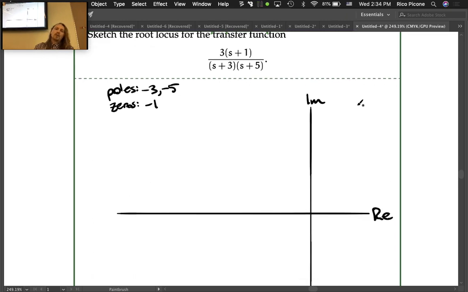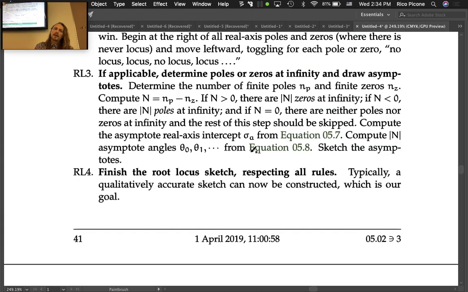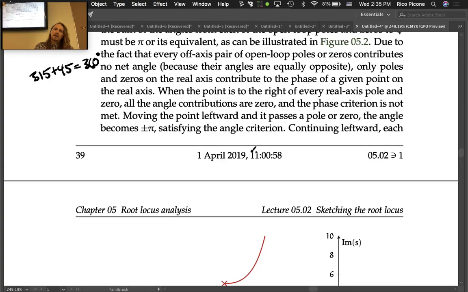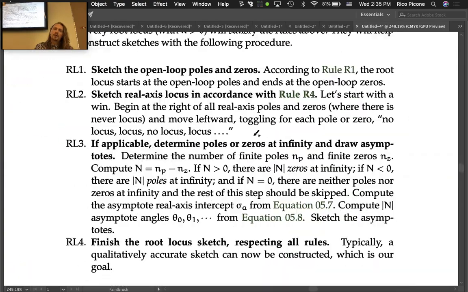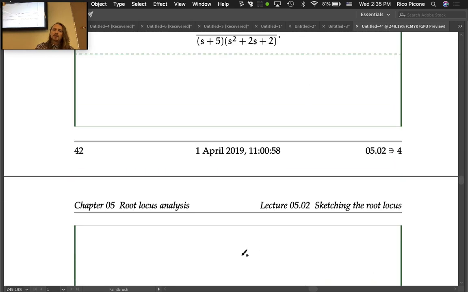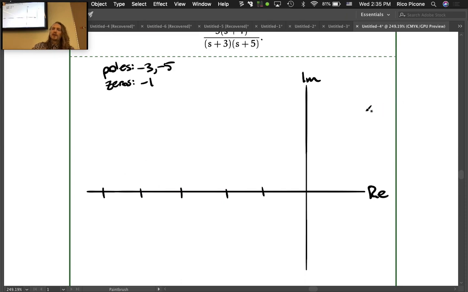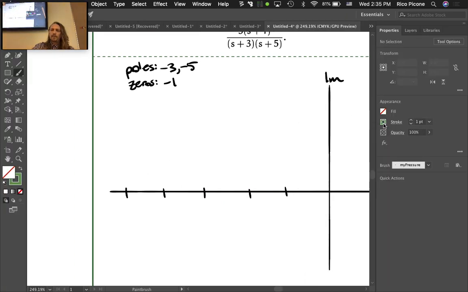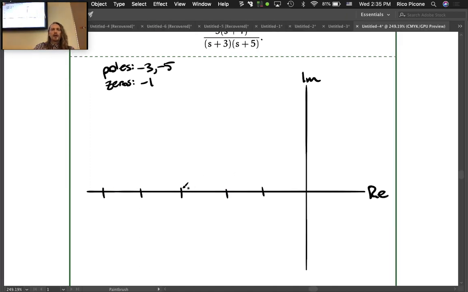And we're going to have to go back to here to -5, so let's say 1, 2, 3, 4, ooh, it kind of got big, didn't it? 5. And we'll draw in our poles and our zeros first, because that is our first step. Sketch the open loop poles and zeros. So let's go ahead and do that. We've got a pole at -3, a pole at -5, and a zero at -1.